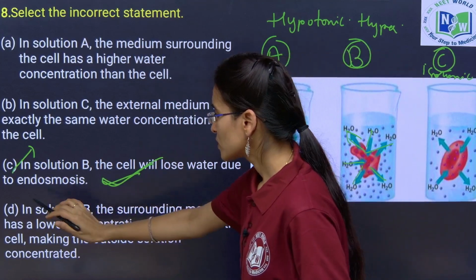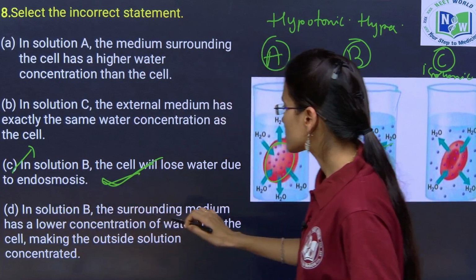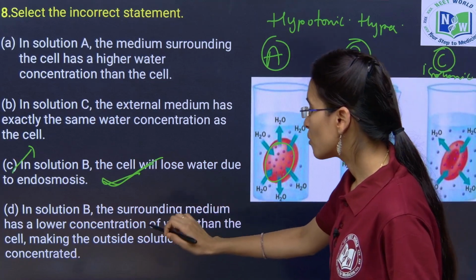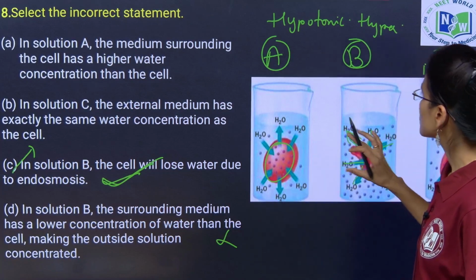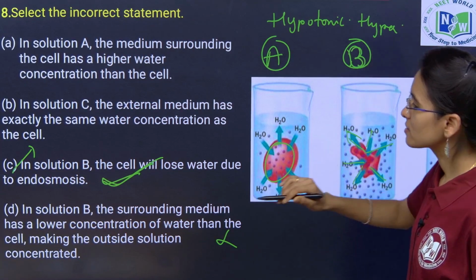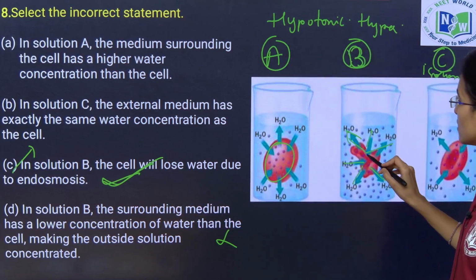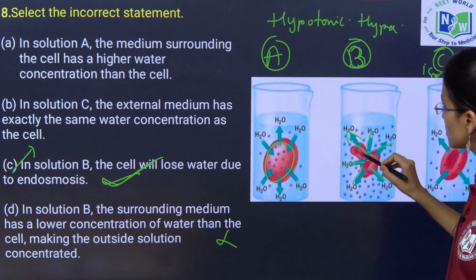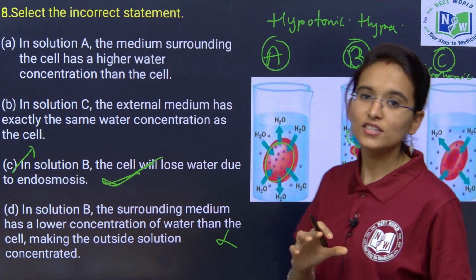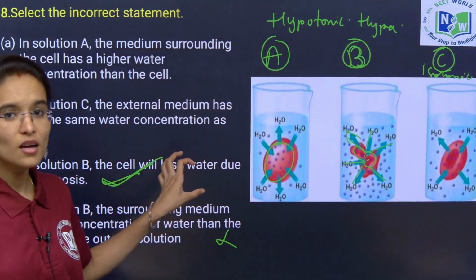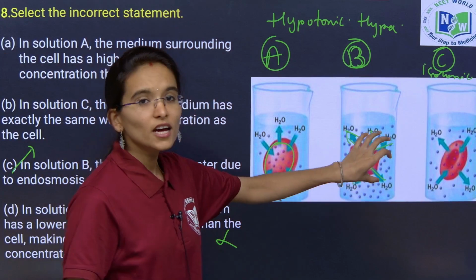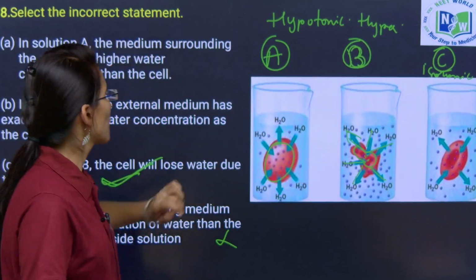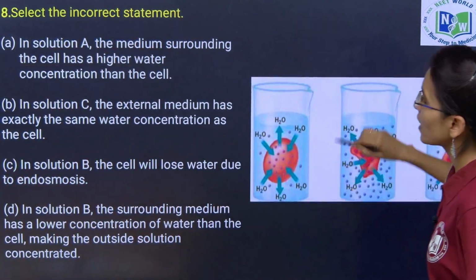In option D, in solution B, the surrounding medium has lower concentration of water than the cell, making the outside solution concentrated. So this is also wrong, children. In solution B, the solvent moves from higher to lower concentration. Inside the cell we have a high concentration of water and outside the solutes are more. So the solvent will move from higher to lower concentration, hence the cell will shrink in solution B.